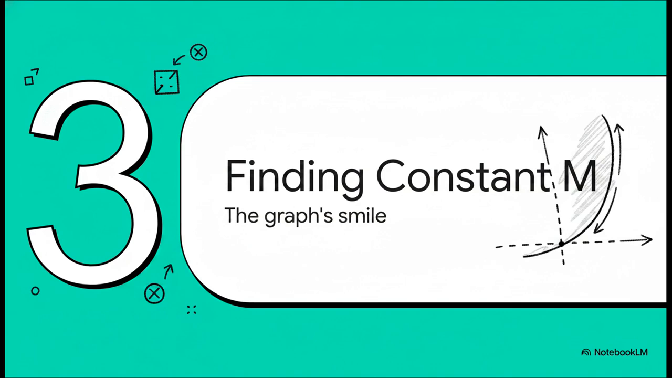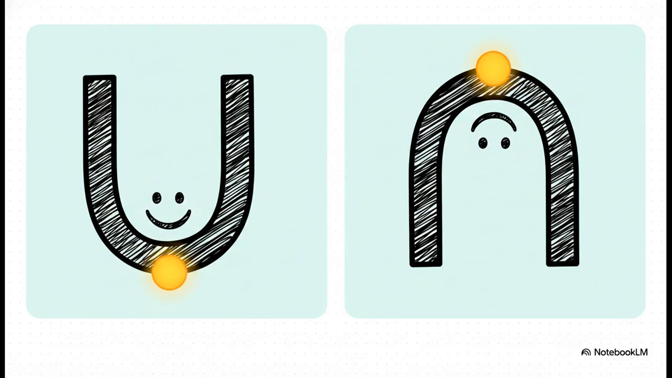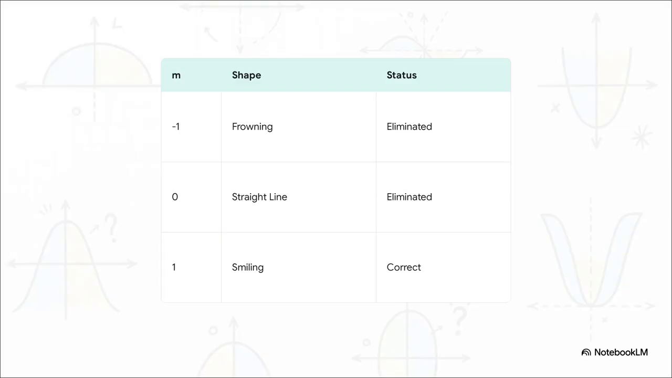Section 3, finding constant m. Let's see how the graph's smile actually reveals our hidden integer. So the next part asks us to state the value of m. And this is brilliant because it perfectly illustrates what the coefficient m actually does. The m determines the total mood of your graph. If m is a positive number, greater than 0, the graph is happy. It forms a smiling U shape with a minimum point at the very bottom. But if m were to flip and become negative, less than 0, the graph flips too. It becomes a frowning N shape with a maximum peak at the top. Since our graph here is very clearly smiling, we absolutely know without a doubt that m has to be a positive number. Let's build on that logic to get our final answer.